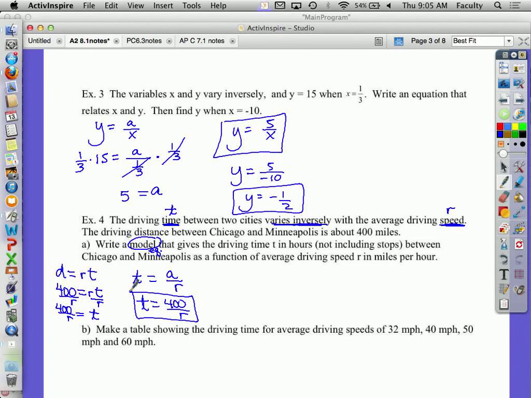Letter B says make a table showing the driving time for average driving speeds of 32 miles per hour, 40, 50, and 60 miles per hour. So you're going to need your calculators here. So let's do the rate and the time.